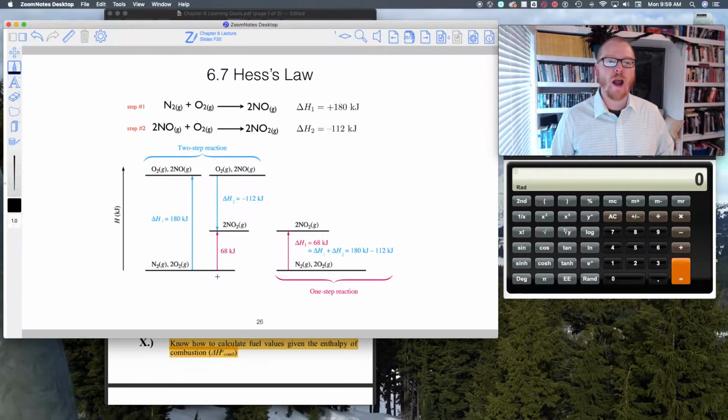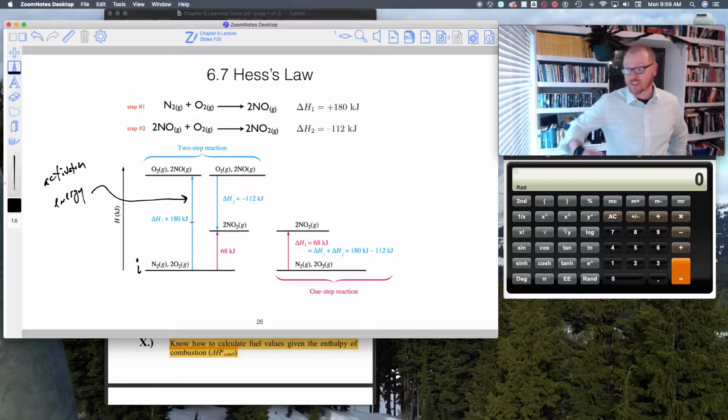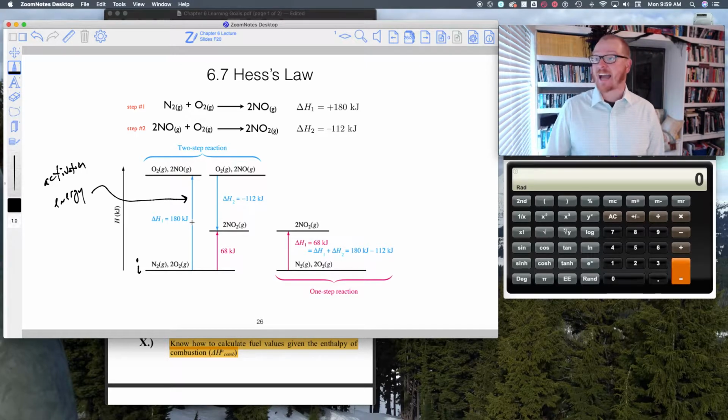Okay? So graphically, we can see that right here on this chart. So here I have my initial state of nitrogen and two oxygens. Okay, there's this large endothermic enthalpy, 180 kilojoules, that's required for the first step. We often refer to that as an activation energy when a reaction has a large and positive first step. That's the energy that's required to activate the reaction, to get it going.